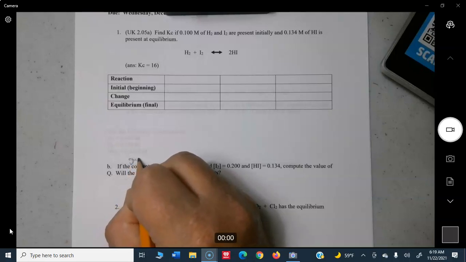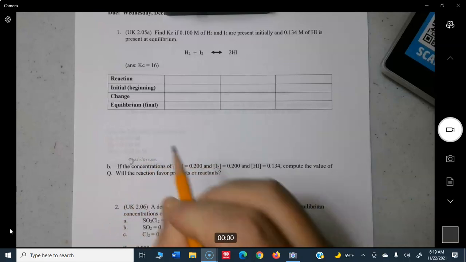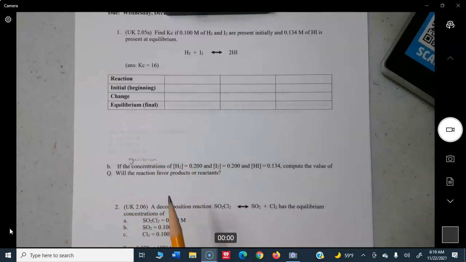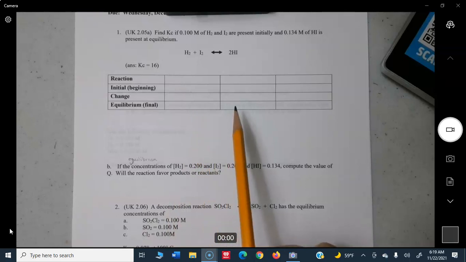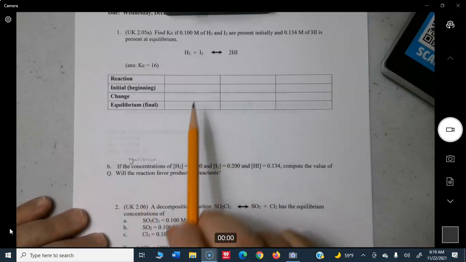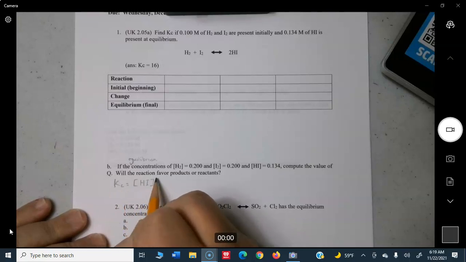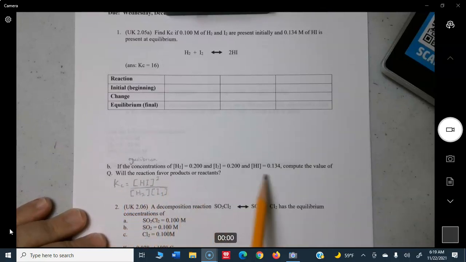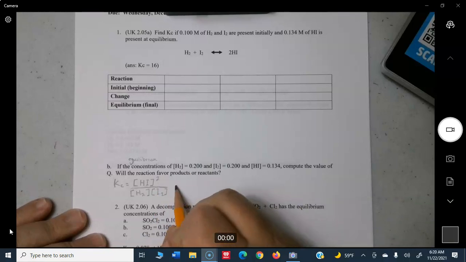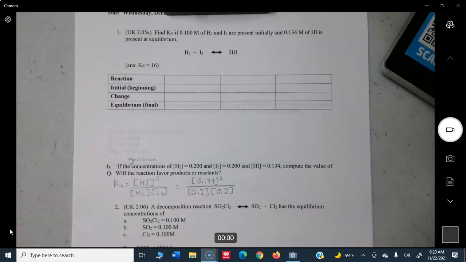I'm not going to ask you to set up another ice table. So that means you don't need to set up an ice table. What ice tables are designed to do is get you to the equilibrium concentration. Let's just say these are equilibrium concentrations. So we have the same equation up above, and now substituting these equilibrium values, we go ahead and do the math on that.